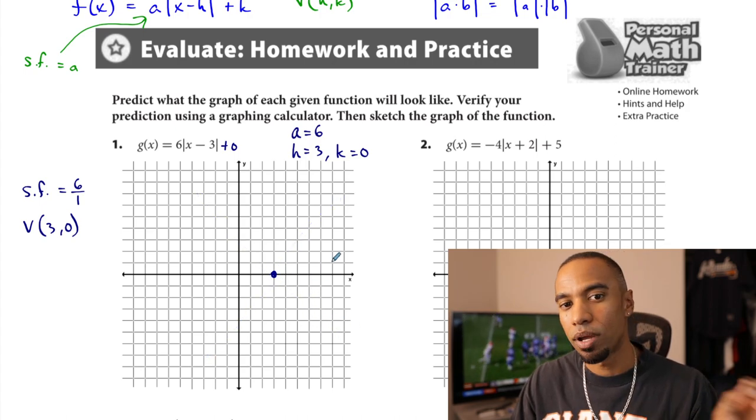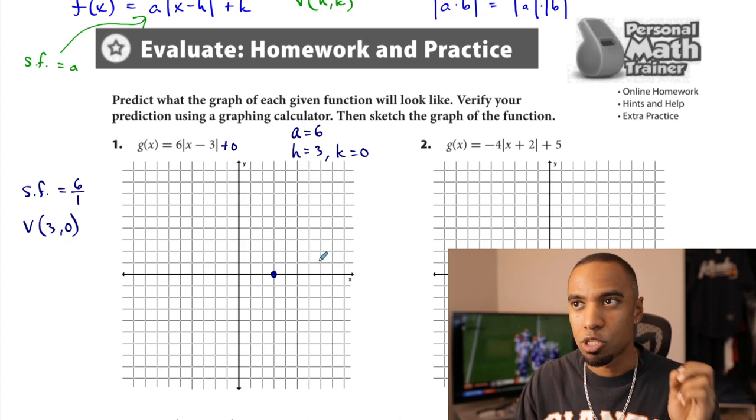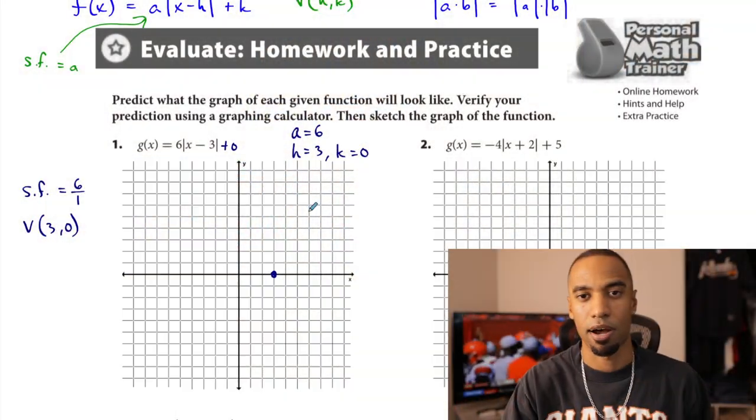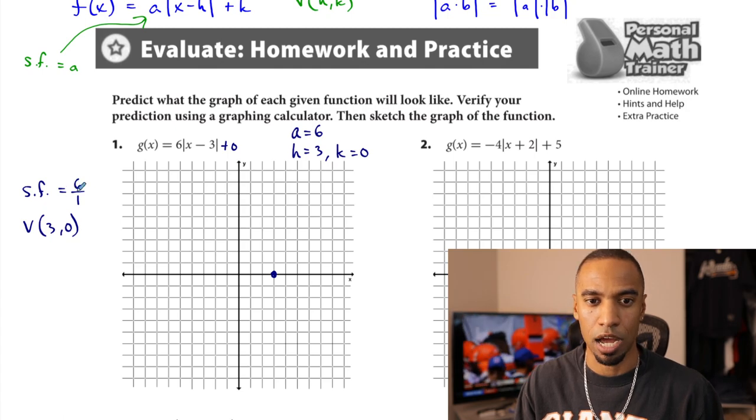Now, how do I know whether my graph is right side up or upside down? It's based on whether the a value is positive or negative. If the a value is positive, it's an upward facing graph. If the a value is negative, it's a downward facing graph. And that's it. This one has a positive a value, therefore it will be an upward facing graph.